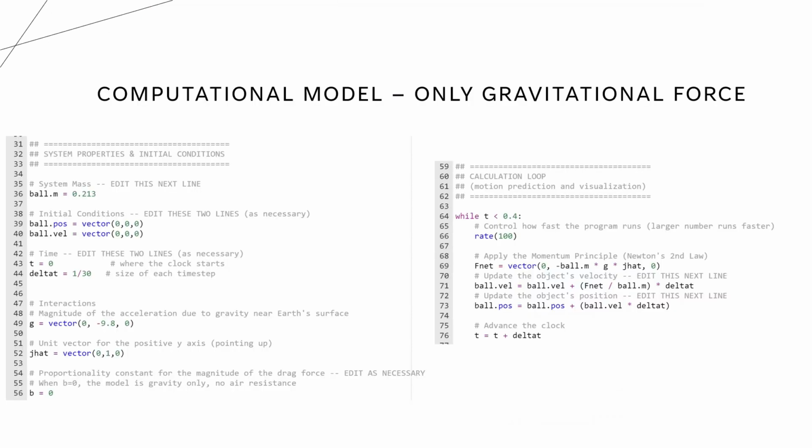The pen's mass is 0.213 kilograms. The starting position is 0, 0, 0, and the initial velocity is also 0, 0, 0. Delta t is 1/30 seconds, as the frame rate is 1/30 frame per second, and the points of mass are labeled per frame instead of per second. The gravitational constant is 9.8 in the y direction, where we are assuming upward is positive, so that g is negative in the y direction. J hat indicates the positive y direction is pointing up. B equals 0 for the first model, taking only gravitational force into account.